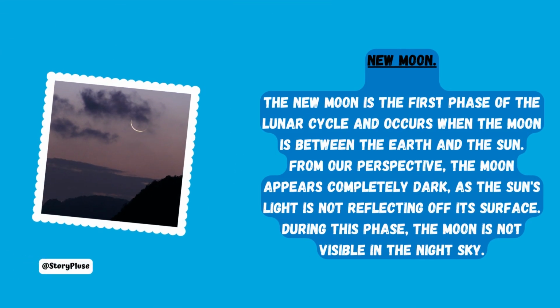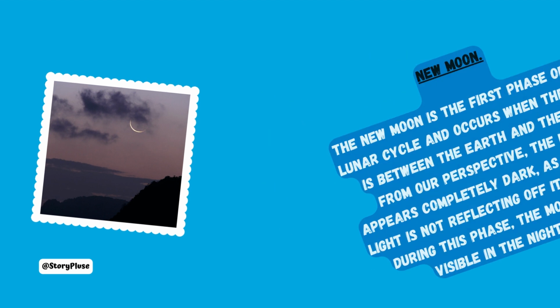New moon. The new moon is the first phase of the lunar cycle and occurs when the moon is between the Earth and the sun. From our perspective, the moon appears completely dark as the sun's light is not reflecting off its surface. During this phase, the moon is not visible in the night sky.